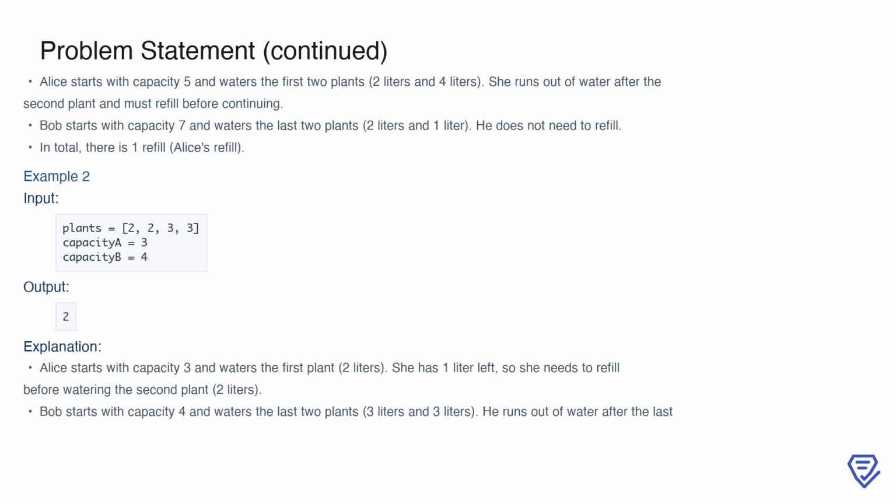Alice starts with a capacity of 5 liters. She begins watering from the left, so she waters the first plant, which requires 2 liters, leaving her with 3 liters. She then moves to the second plant, which requires 4 liters. Since she doesn't have enough water left, she has to return to her starting position to refill her can before continuing. Meanwhile, Bob starts with a capacity of 7 liters and begins watering from the right. He waters the last 2 plants, which require 2 and 1 liters respectively, and still has water left in his can, so he doesn't need to refill. In total, only Alice needs to refill her can once, resulting in 1 refill.